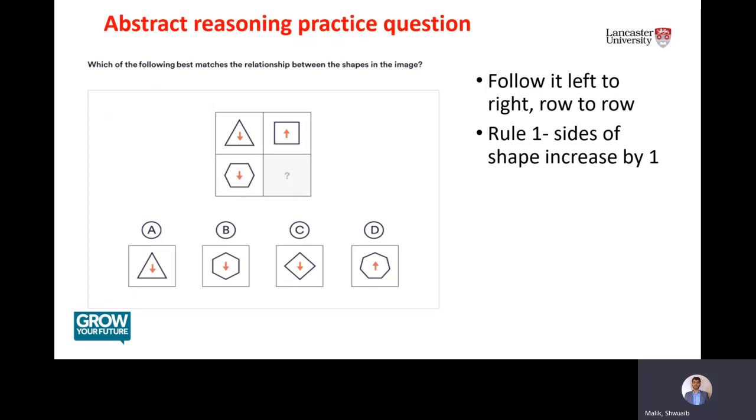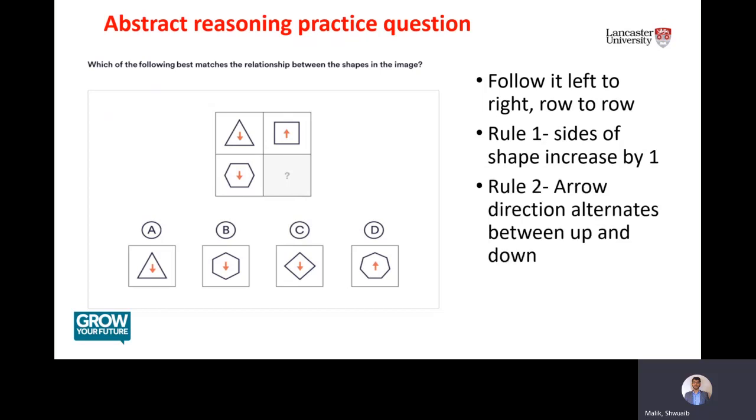So rule 1 is that the number of sides of the shape is increasing by 1. So we move from a 3-sided shape to a 4 to a 5. And rule 2 is that the arrow direction is alternating between downwards, upwards, downwards, and then in our box it must be upwards. So we can eliminate A, B, and C, as not only do they have an arrow that's downwards, but they are not a 6-sided shape, which is the shape that we're after, because we're looking for 1 up from 5, of course, 6. D is the only one that ticks both criteria. So the answer is D.